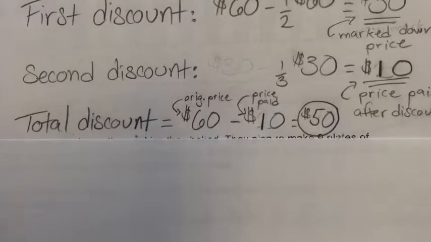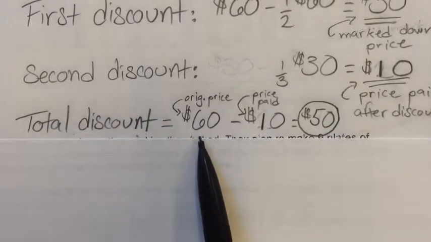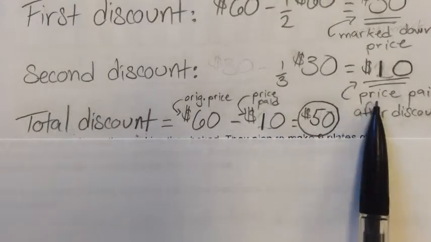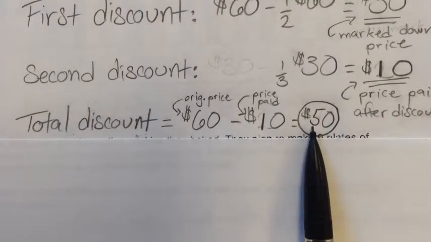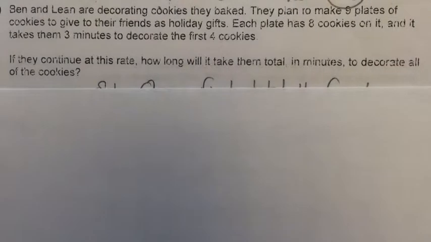The total amount of the discount is the original price, $60, minus $10, which is the price he paid, equals $50. Here's question number 3.